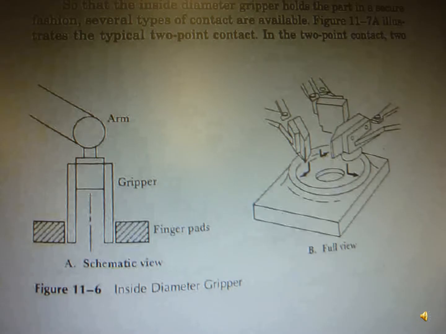So this is the inside diameter gripper. Especially a hole can be gripped by the inside diameter. So you see the arm gripper and the finger pads. There are two views that you can see in the diagram.